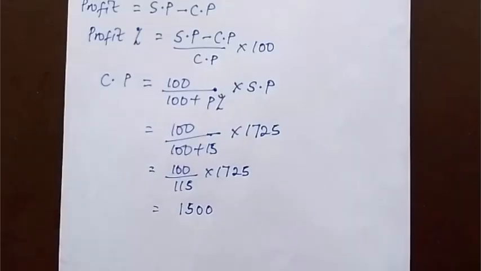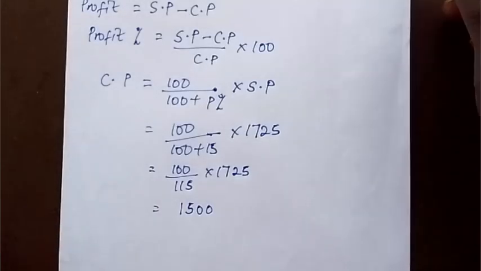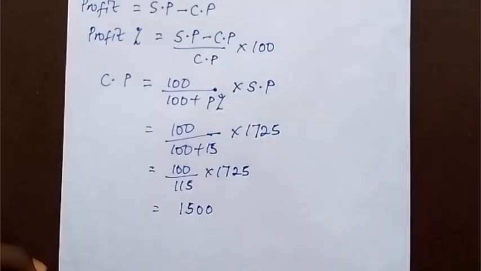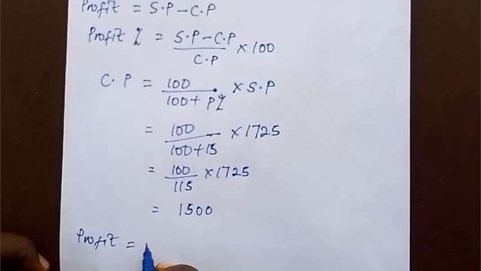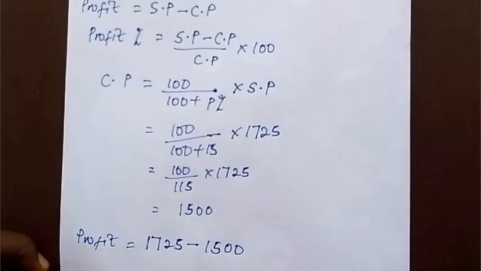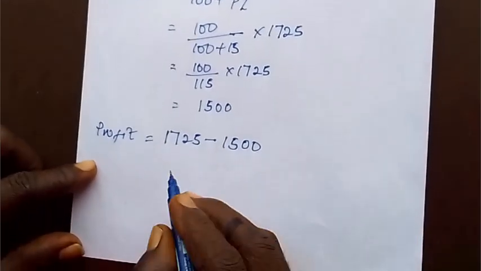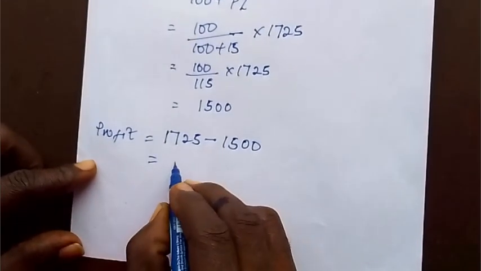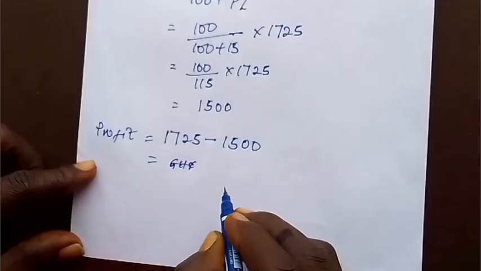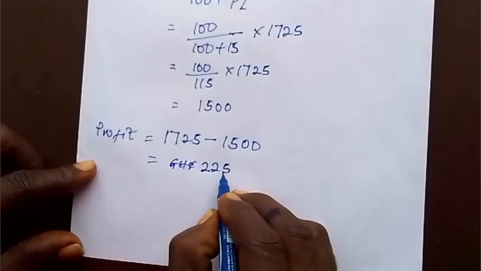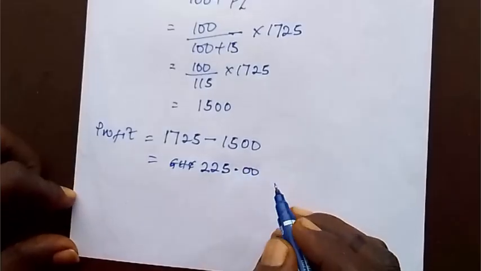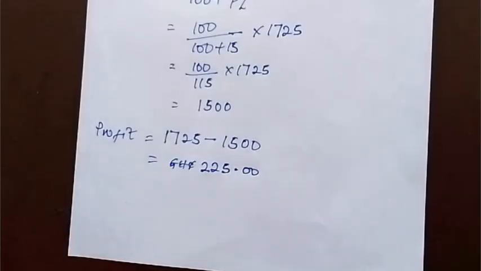Now the question is not demanding the cost price, but the actual profit. So now that we know the cost price and we're given the selling price, our profit is equal to the selling price of 1,725 minus 1,500. When we subtract, we have 225 Ghana cedis. So this is the actual profit for the man.